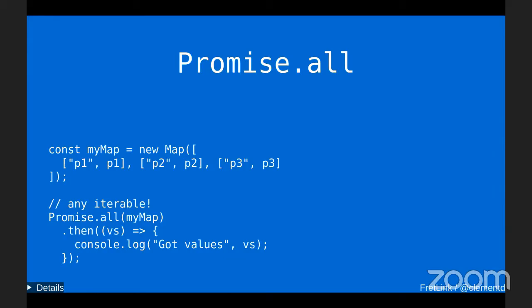It does not just work with arrays, it works with any iterable. So it's really good. You can put a map or anything and it will work. The only issue is that it will forget the original shape. Here you pass in a map of promises, but in the end, the value that you get back is an array. You've lost the map.